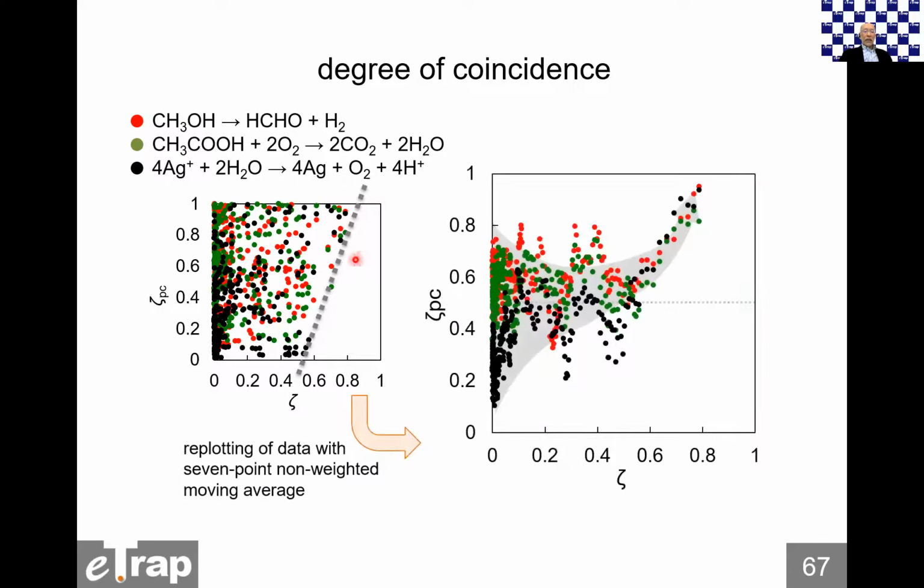By taking the moving average, this is replotted like this. If the zeta value is lower than 0.6, the zeta PC value is completely different, so scattered. However, if the zeta value is higher than 0.6, this is increasing. And if the zeta value is 0.9 or so, the zeta PC is almost 1. So that means similar titania gives similar photocatalytic activity.